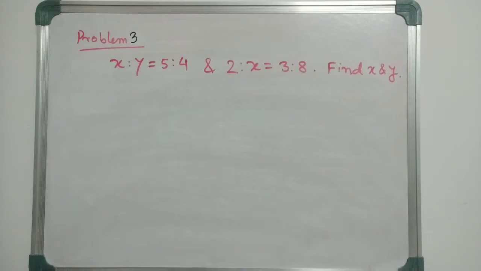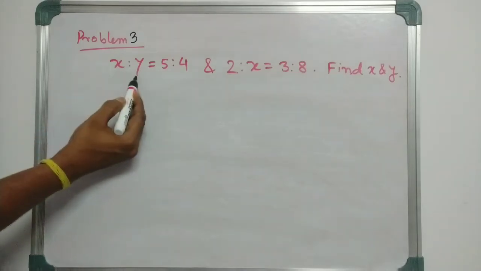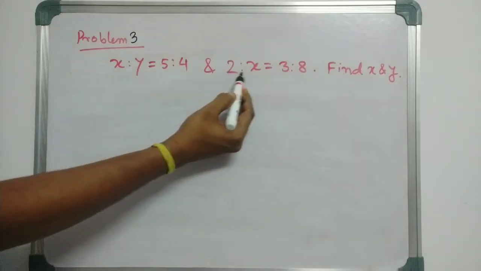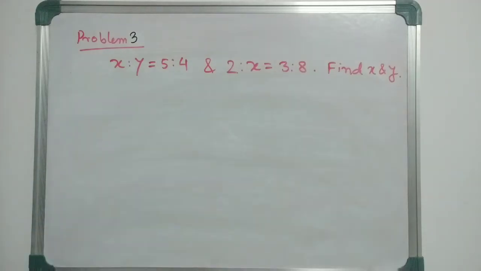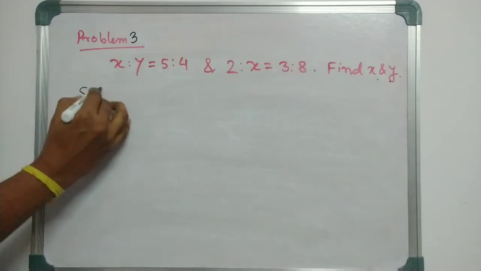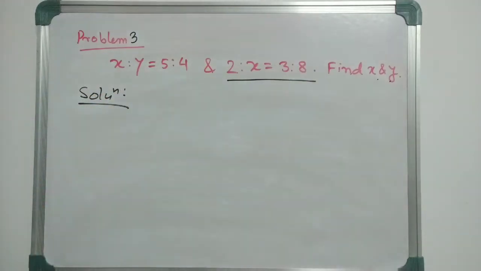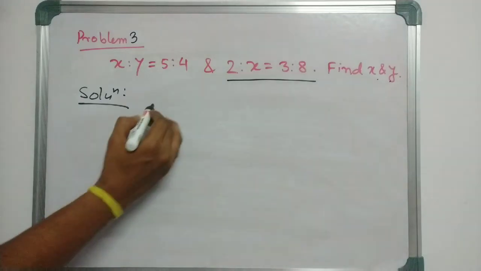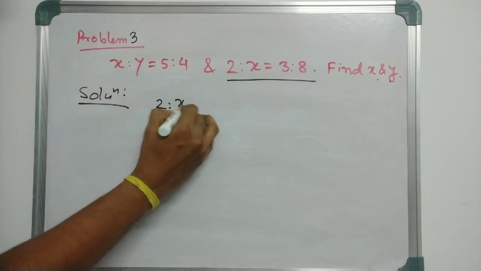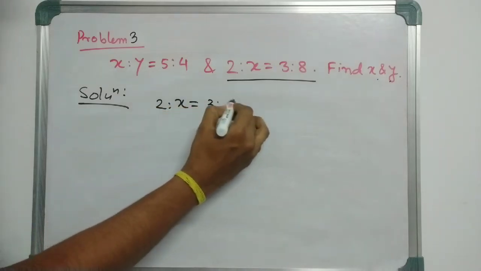Problem number 3. Here x is to y is 5 is to 4, and 2 is to x is 3 is to 8. Find x and y. From this equation we can easily find x, because there is no other variable. So let us write 2 is to x equals 3 is to 8.